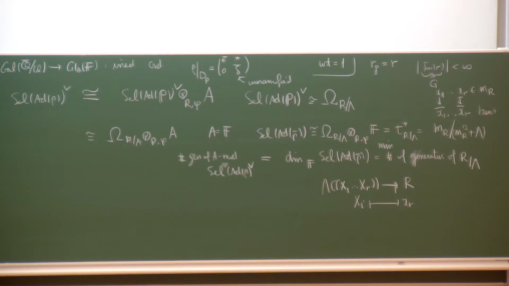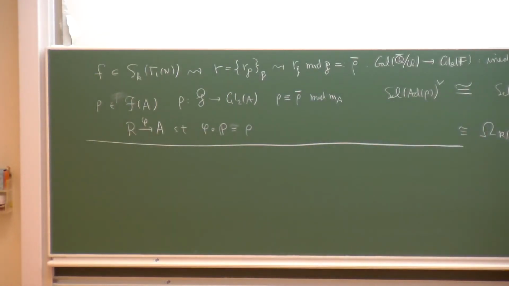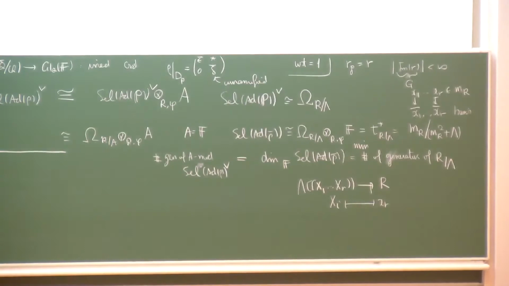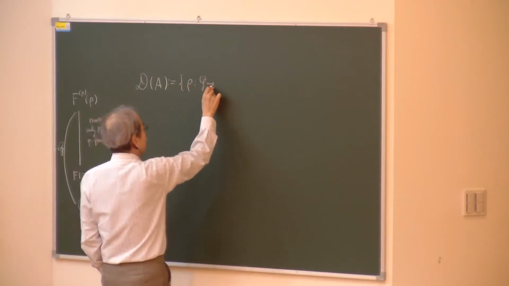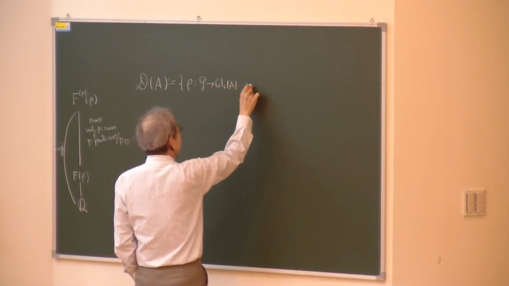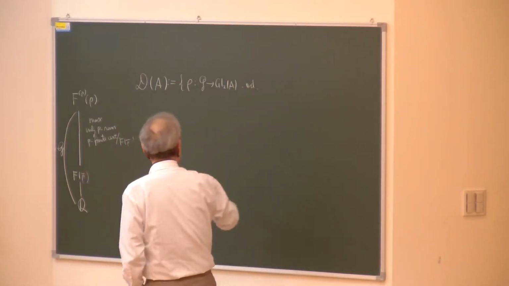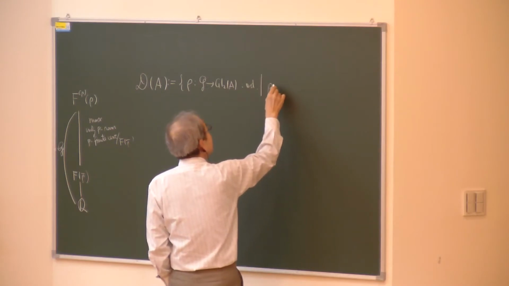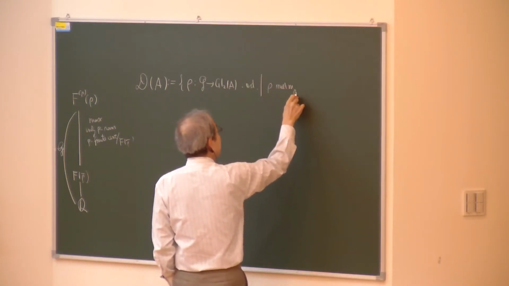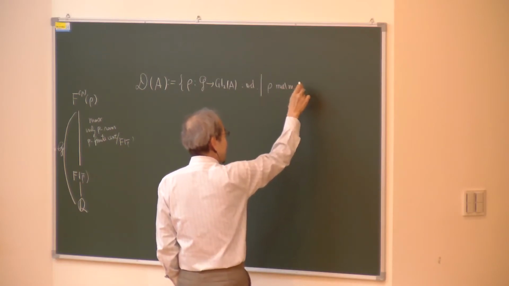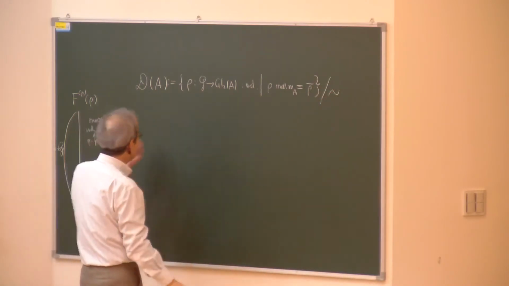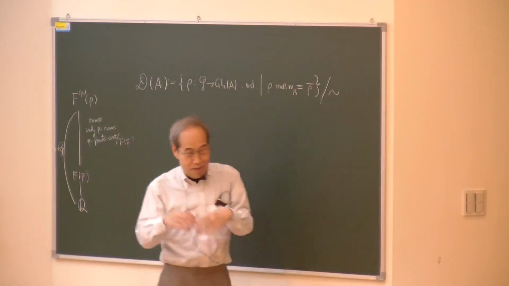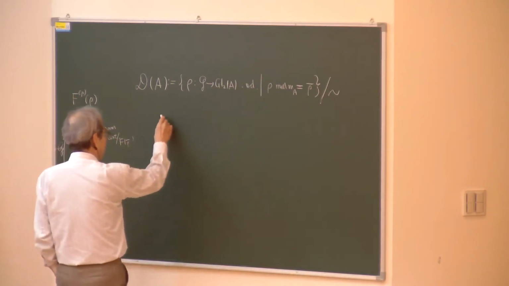So I slightly changed my deformation functor. Maybe I just write D of A to be this rho from G to GL2 of A, ordinary, and all the conditions I made. So rho mod maximal ideal, I like to have equality, not isomorphism, modulo an equivalence relation. Yesterday I said that is isomorphism, so it's a conjugation by all of GL2. And now I just make this a strict equivalence.